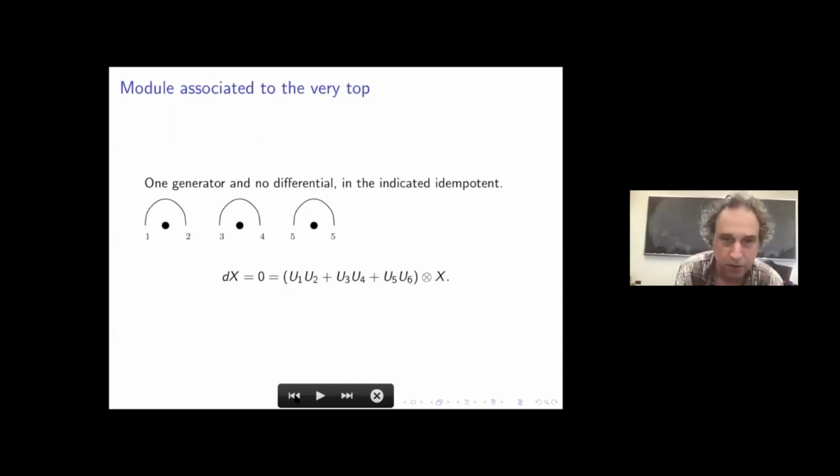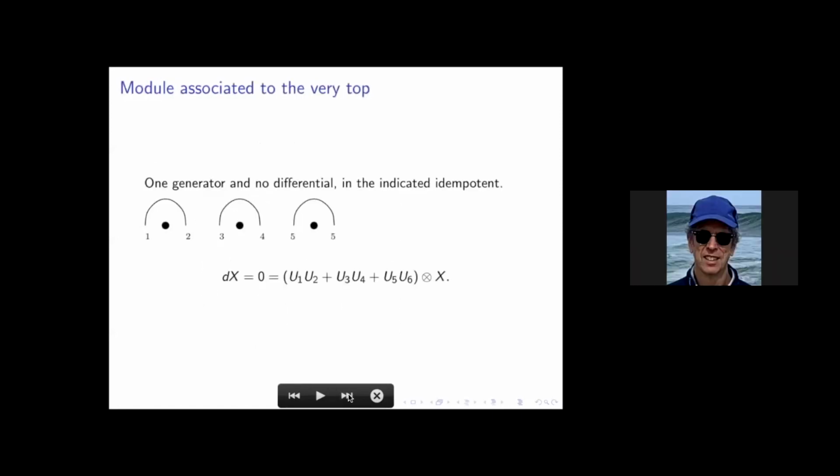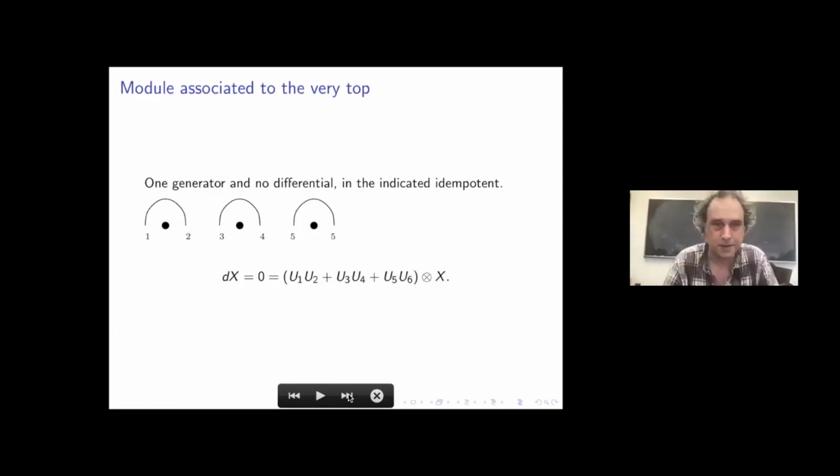Anyways, generators have a marked minimum. So, I'm sorry, now I've described what the curvature is, and what I'd like to now say is what's associated to the very top. If you take your diagram and slice off the very top of it, then you see some number of caps. I need to define for you a curved type D structure over that curved algebra. The curvature of the algebra, let me just remind you, is u1u2 plus u3u4 plus u5u6. Sorry. I've got one generator, and its differential is 0. And you might say, why is that compatible with what I've just said? Well, I want the differential.